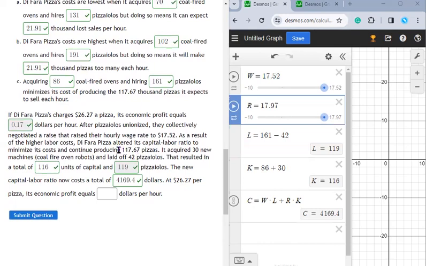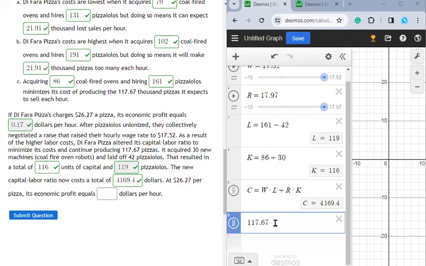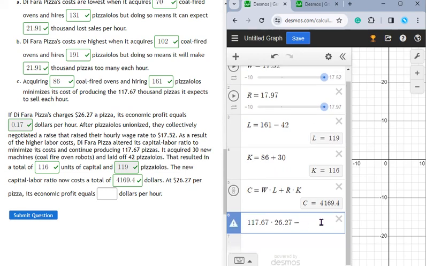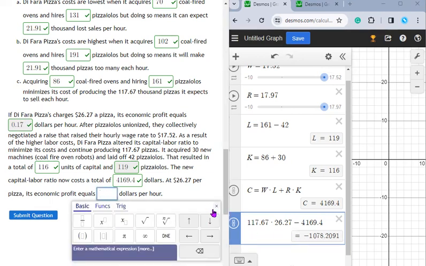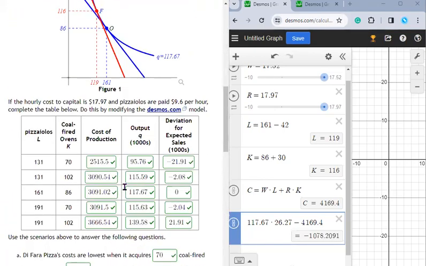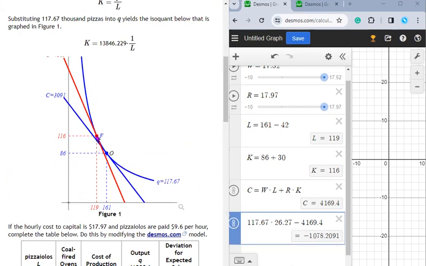Economic profit is what? Well, we're still selling 117.67 pizzas per hour. The price is still, we're going to hold that constant, $26.27 per pizza. So that's our revenue. And our costs are $4,169.40. So our economic profit went from very slightly positive to pretty massively negative. $1,078.21 in a loss. We're making losses now, and that's after costs are minimized at point F.